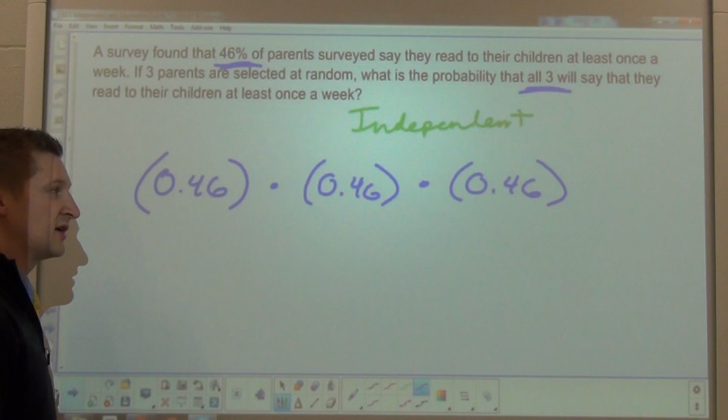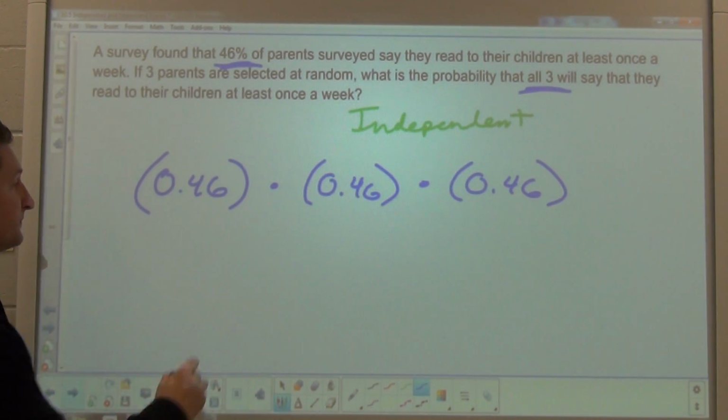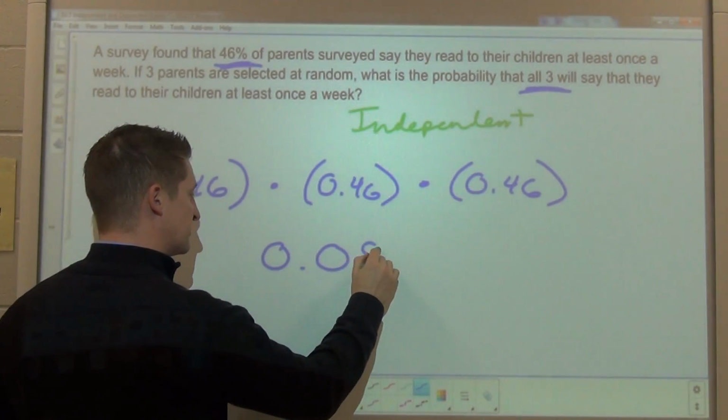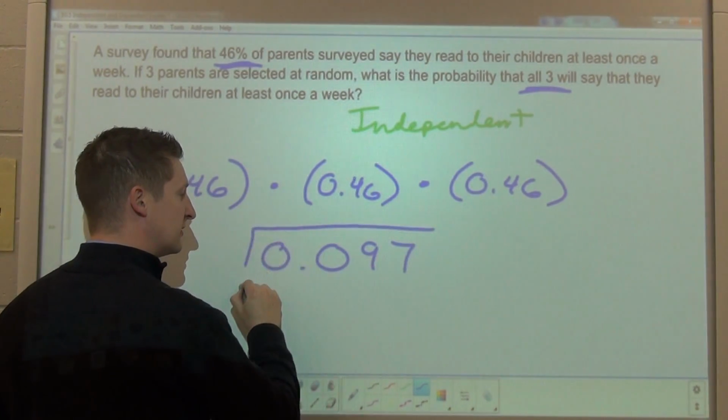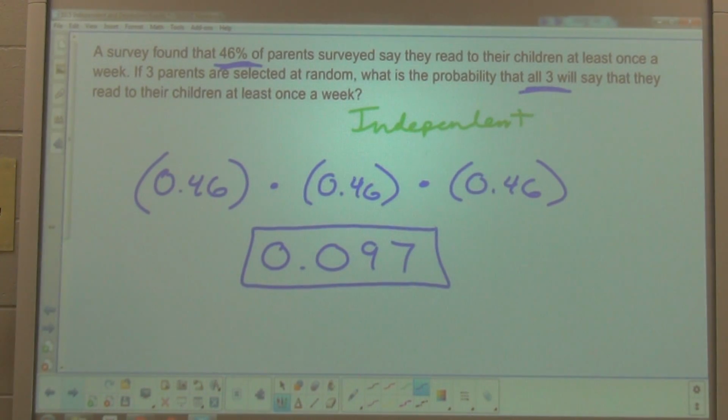So 0.46 times 0.46 times 0.46 is going to be about 0.097. Okay. If you want to think about that as a percentage, it's about 9.7% probability that all 3 are going to say, yes, I read to my children at least once a week.